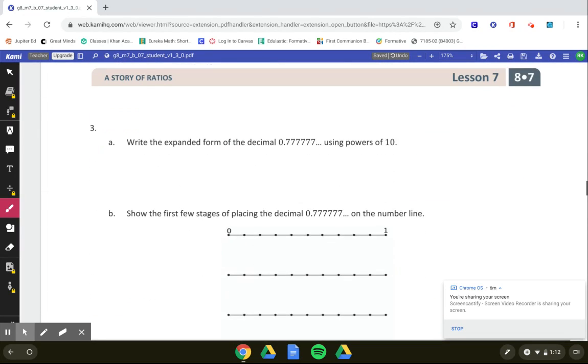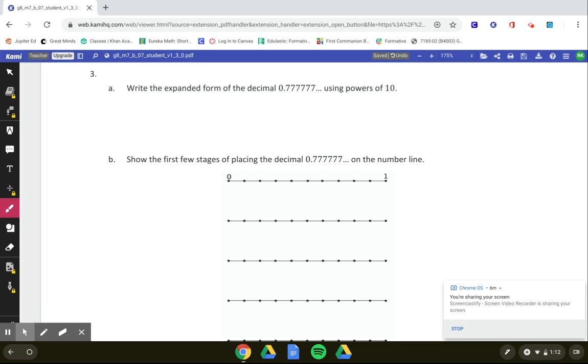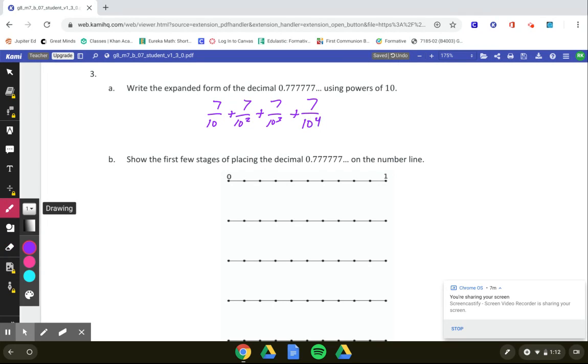Okay, turn the page. Now we have a repeating decimal of 0.7 repeating. We're going to write this in expanded form. It's going to look kind of the same as we go. So it's 7 over 10 plus 7 over 10 squared plus 7 over 10 to the third plus 7 over 10 to the fourth. To write that a little bit clearer, we would say that we could add a plus, and it's just going to go on forever.